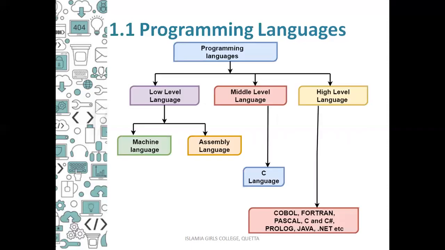So this was the introduction of the programming languages. And these are the different categories. So the programming languages are divided into the three categories. First is the low-level language, then the middle-level language, and the high-level language. In the low-level language, we will study the machine language and assembly language. In the middle-level language, we will study the C language, which is our main target of this course. And then we will see some high-level languages such as COBOL, Fortran, Pascal, C, and C#.